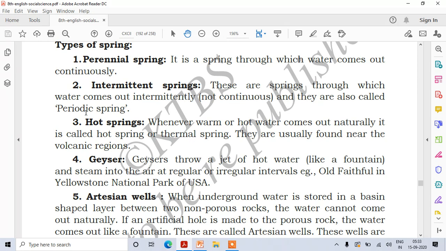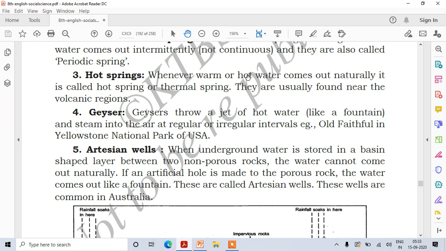Next we have the hot spring. Whenever warm or hot water comes out naturally, it is called a hot spring. From the word hot you can understand: when warm water or hot water comes out, it is called a hot spring, or thermal spring. Thermal also means hot. They are usually found near volcanic regions. Where do we get hot springs? Near the volcanic region. There the water will become hot.